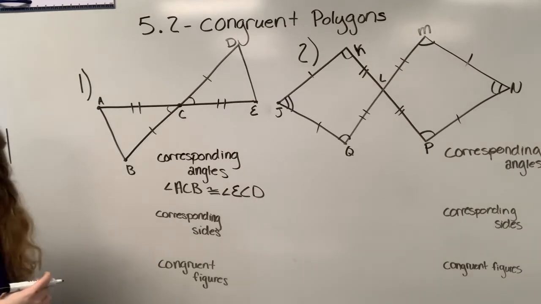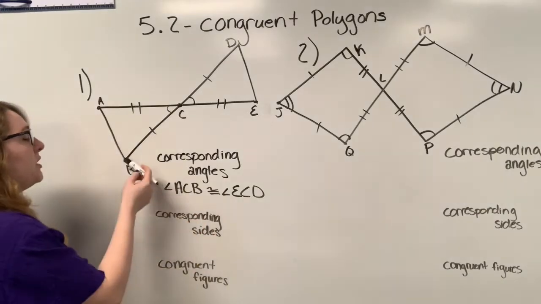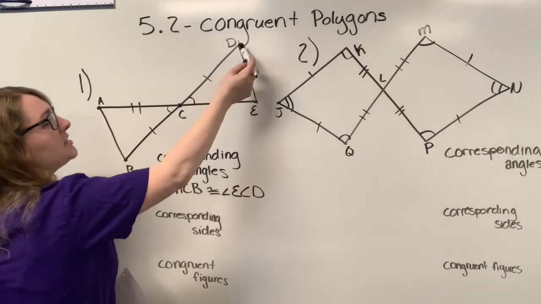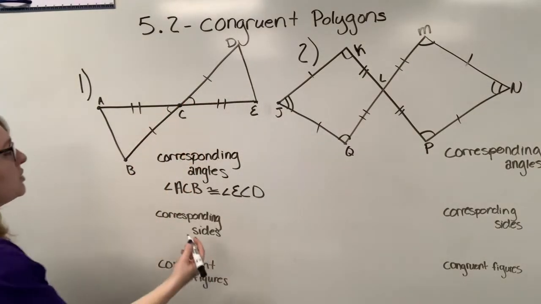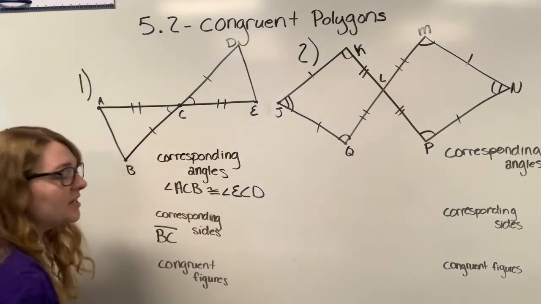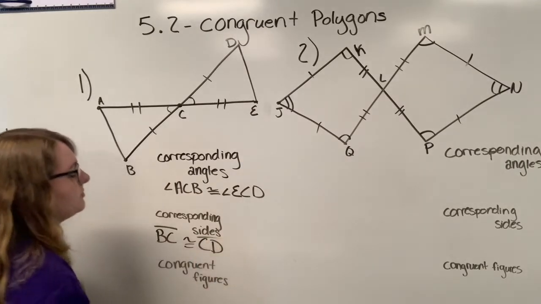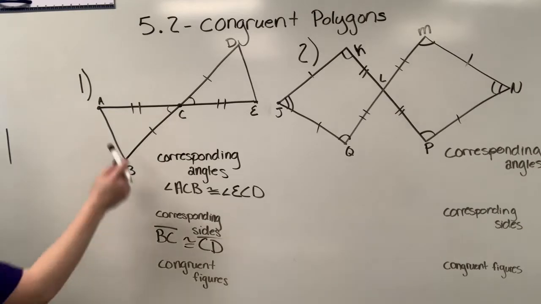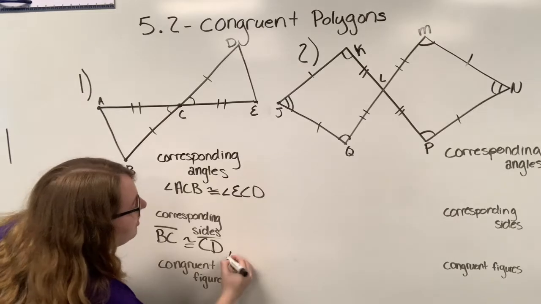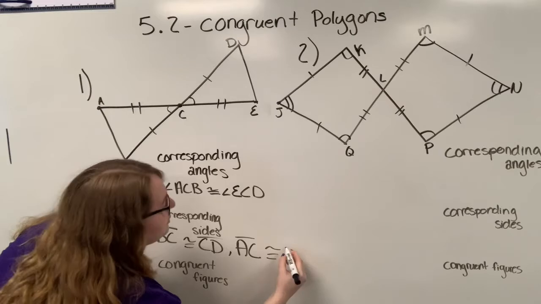Now we are going to name our corresponding sides. So those are notated with those tick marks. So we know that B to C has one tick mark, and that is congruent from C to D, which also has one tick mark. So we will say it like this. BC with a line over top because it's a segment is congruent to CD. Okay, and then we also have A to C with our two tick marks and C to E with our two tick marks. So comma, and then AC is congruent to CE.